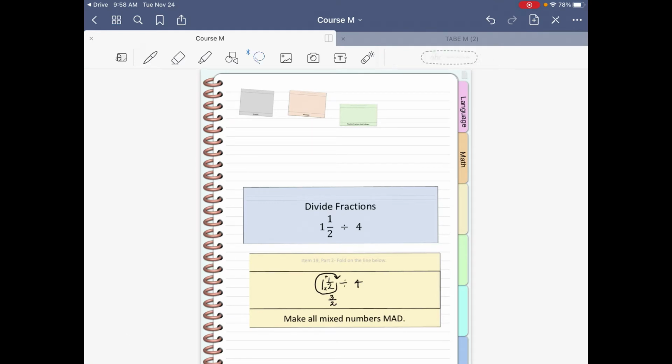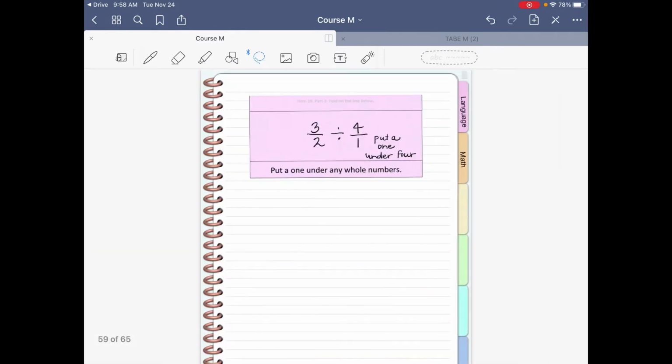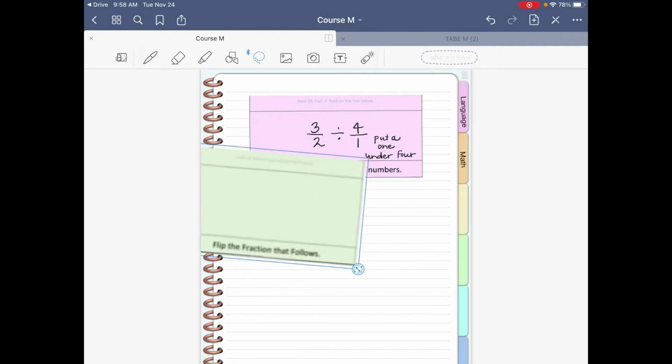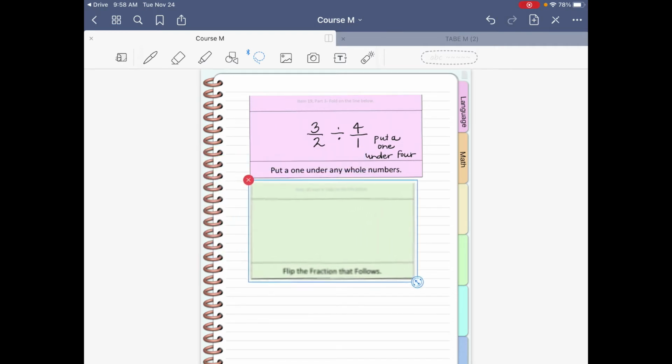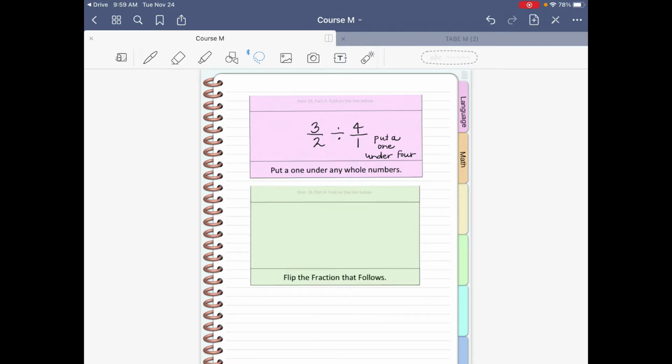Okay, the next piece is the green one. So let me bring it over here. You can get yours ready there. And this is the thing about division that is so different. And we'll spend a little bit of time here. So my problem now is looking like this. I've made the mixed number mad. I have a 1 under the whole number. And this step is to flip the fraction that follows.